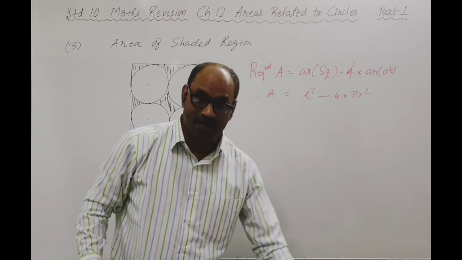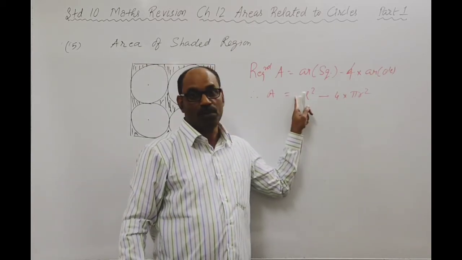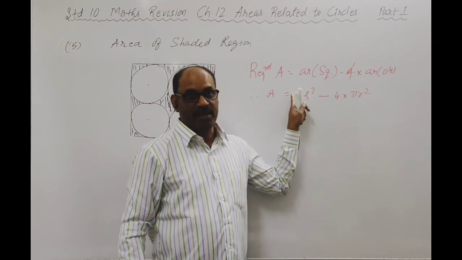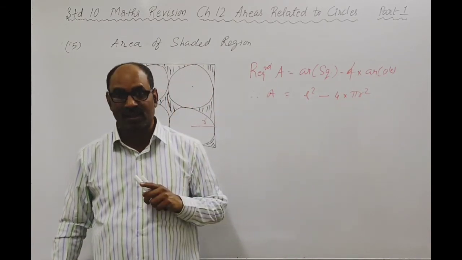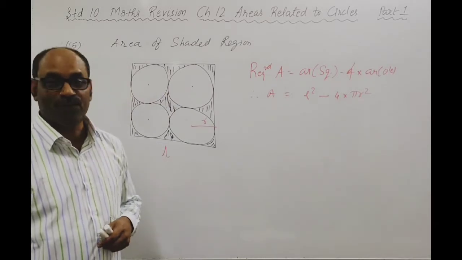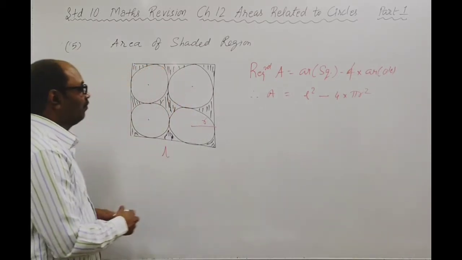But in the sum, either diameter or radius would be given and there won't be length, or length would be given and there won't be radius. Out of the two things, only one thing is given. So you will have to find the relationship between length and radius in this figure.